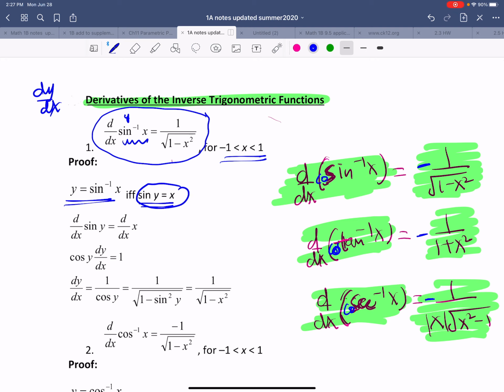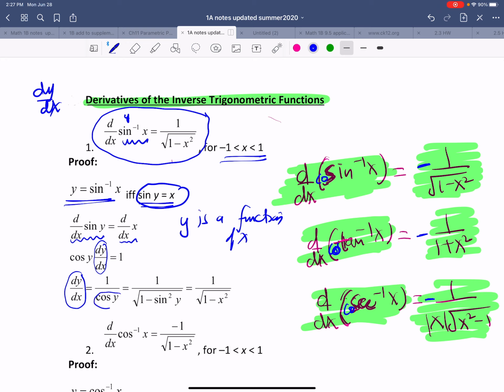Now I'm going to take the derivative of sine of y and the derivative of x, so I'm going to do the derivative on both sides. The derivative of sine y would be cos y, and we must tack on a dy/dx because y is a function of x. And the derivative of x is equal to 1. Now I'm going to isolate the dy/dx, and I would have 1 over cosine y.